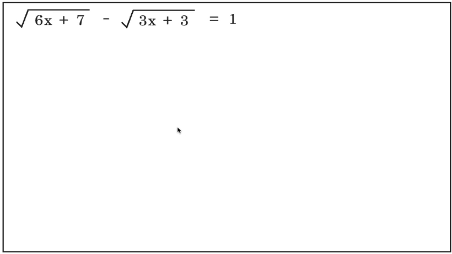Hello everyone. I wanted to work this problem from the homework set. It was easily the most missed problem. It's a radical equation that involves a lot of computations, so it's very easy to make some arithmetic errors en route. And I think that explains why it was the most missed problem.